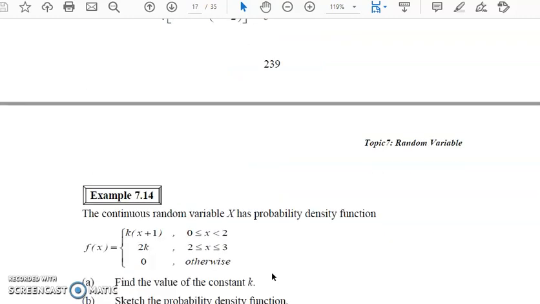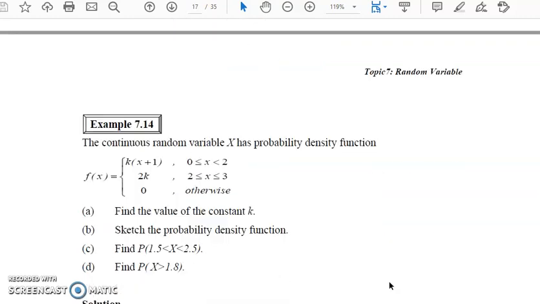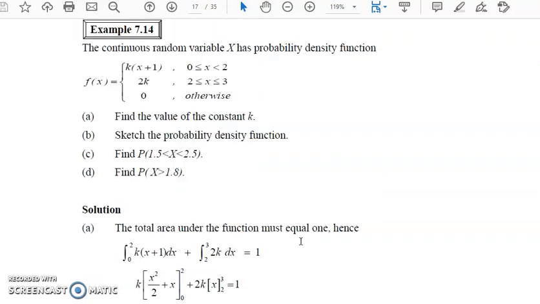So let's proceed, which is example 7.14. So I already have a solution, don't worry, which is it is given the PDF. Again, as I told you, PDF will be having small f(x). This is a piecewise function, and the last part of it must have a 0, which is the otherwise case.